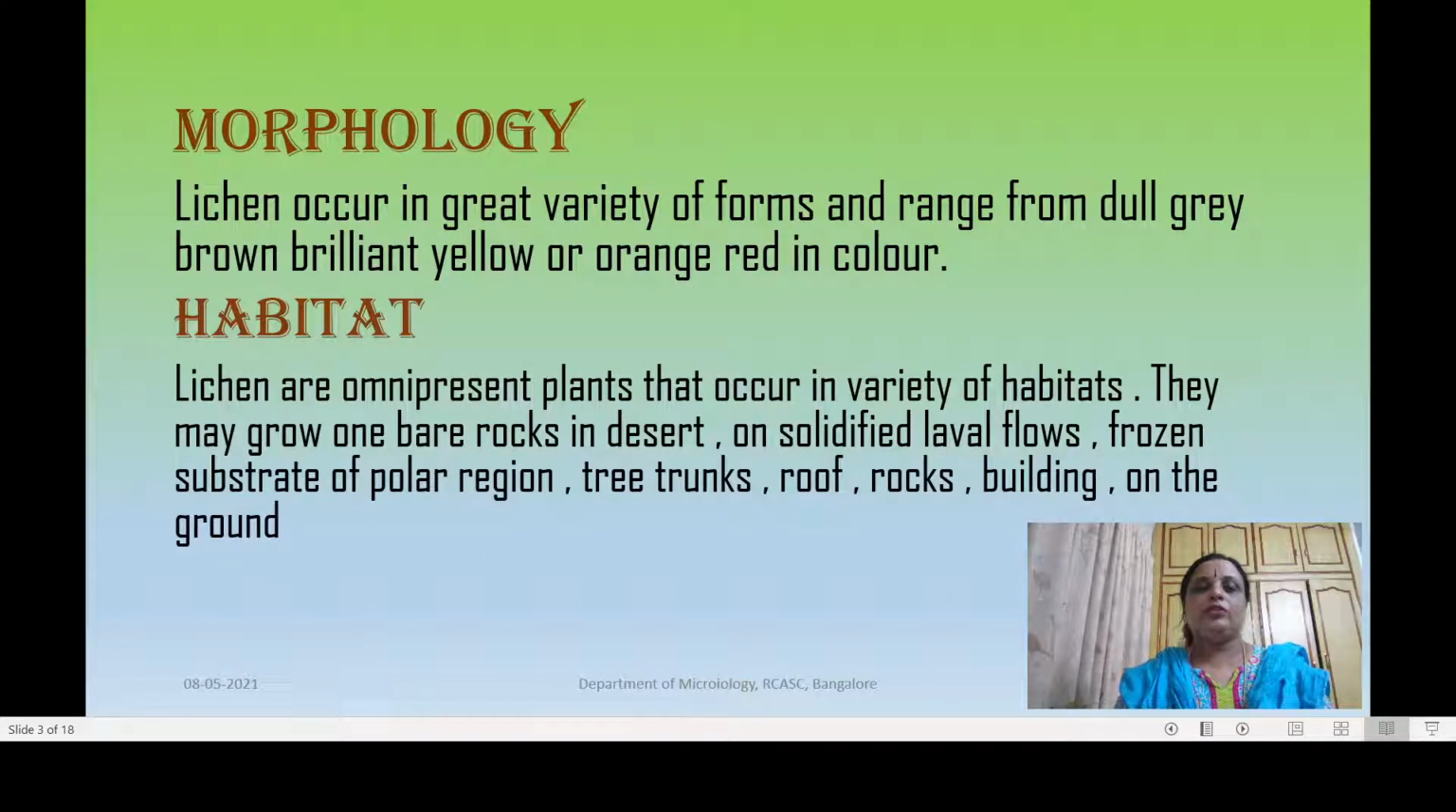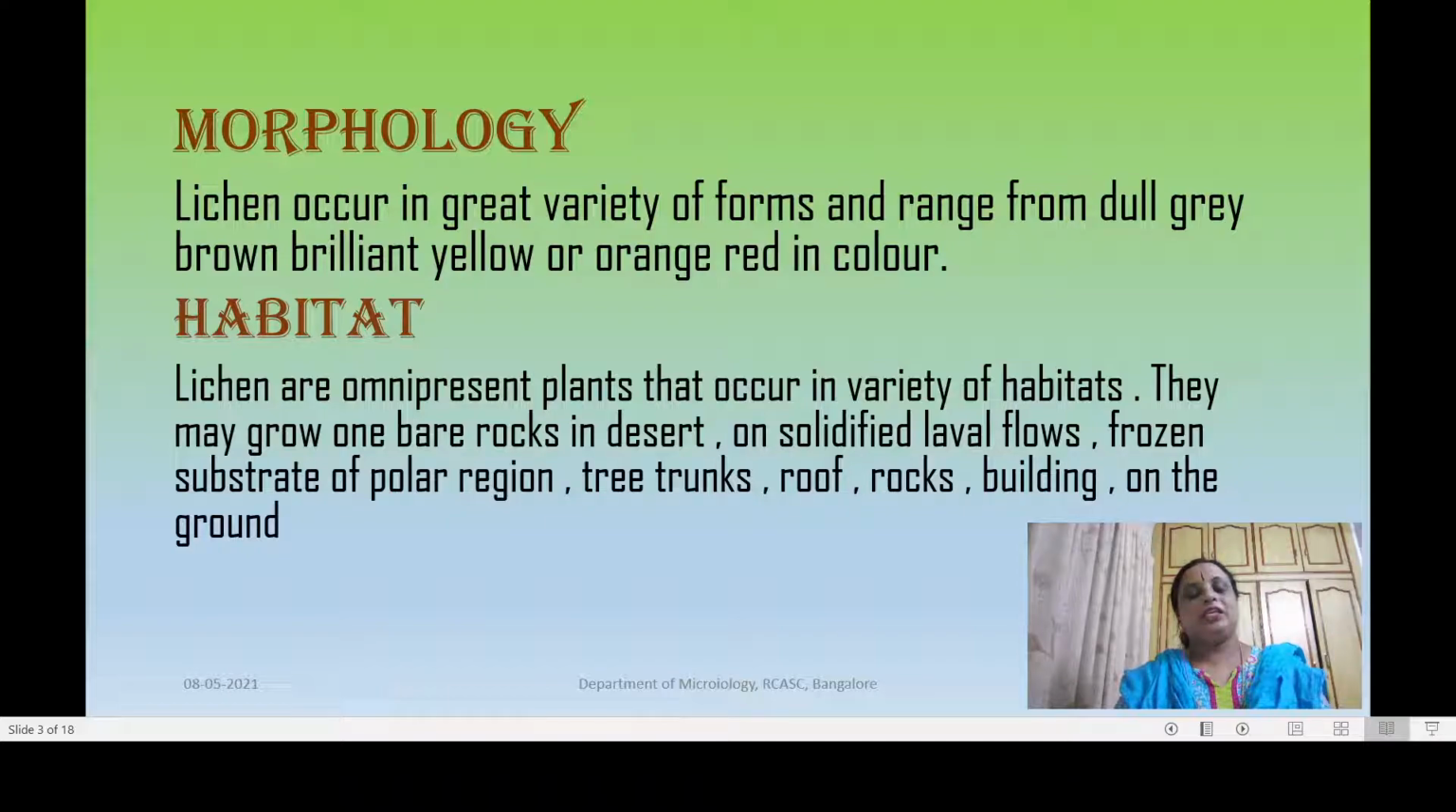Then, coming to the morphology, the lichens occur in a variety of forms. Their color may range from dull grey or sometimes pale white or even creamish in color, brilliant brown, brilliant yellow, orange, red in color. I will show you a few of the images you could see over there. And this particular lichens, where actually they grow, that is the habitat. You can find them on the bare rocks.